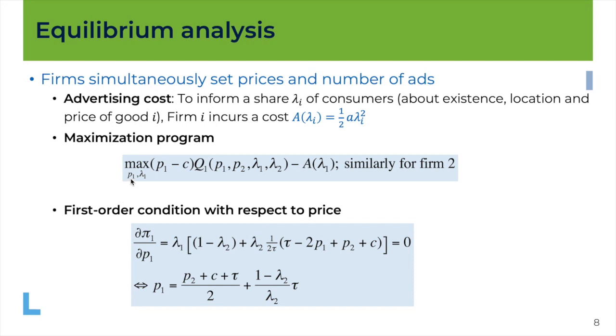They choose the level of their price for the product as well as the level of advertising, the proportion of users or consumers they want to inform about the product. And they do so to maximize their profit, which is the profit from the product itself, the margin, P1 minus C times the quantity, minus the cost of advertising. So don't get mixed up here. C is the cost of producing the product, and A of lambda 1 is the cost of advertising.